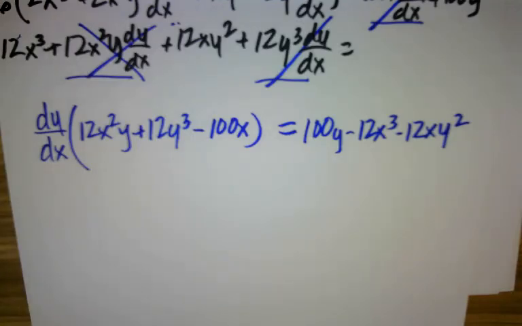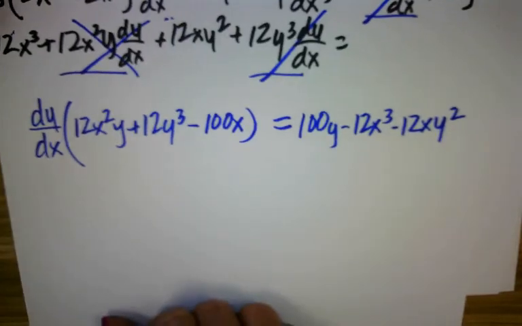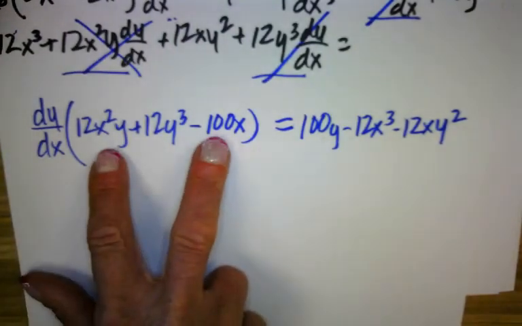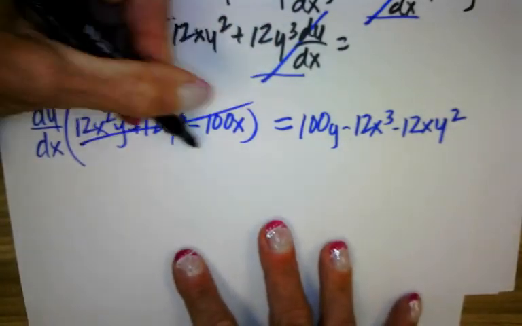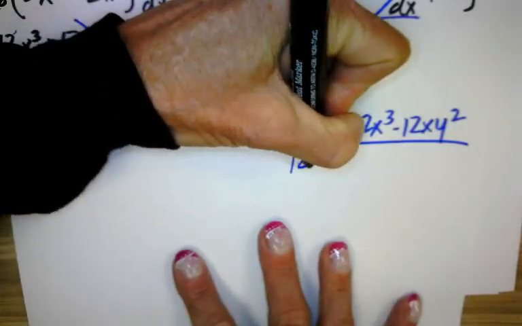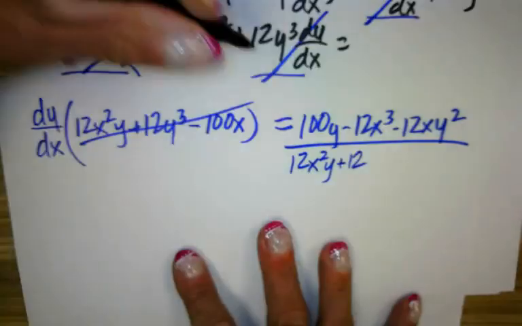Now, what's the last thing we have to do? Just divide by that. I don't write it divided on both sides. I don't even rewrite the top. I just cross this out and stick it on the bottom here. That's kind of how I show my work.